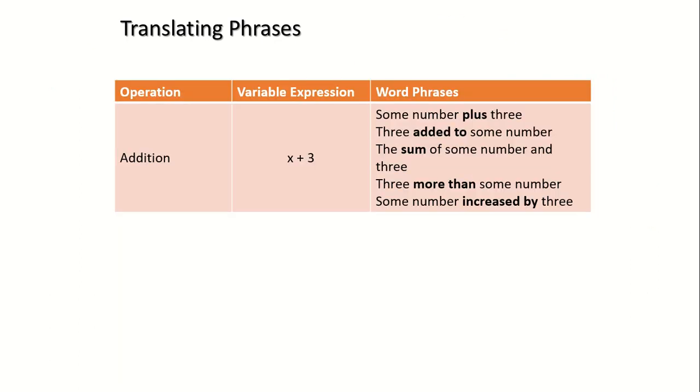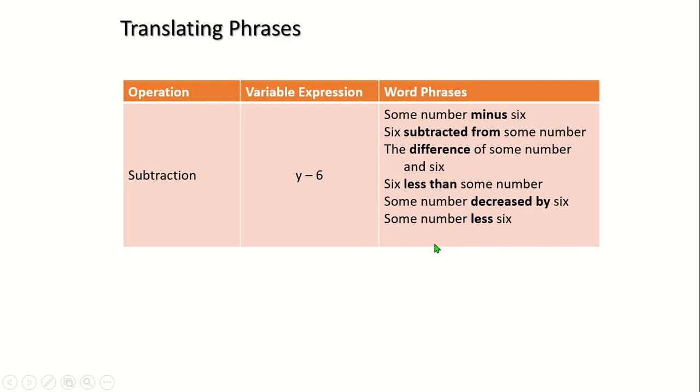If we have addition, our variable expression is x plus 3. That could be written as some number plus 3, 3 added to some number, the sum of a number and 3, 3 more than some number, and some number increased by 3. For subtraction, we have the variable y minus 6. So we have some number minus 6, and 6 subtracted from some number.